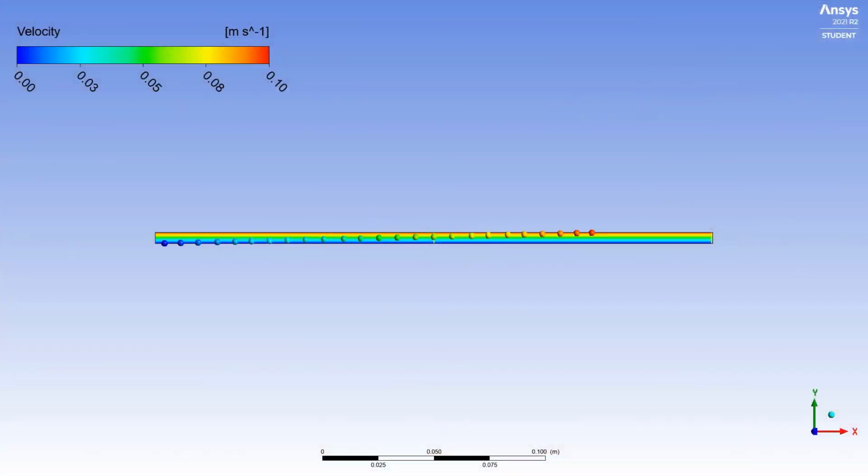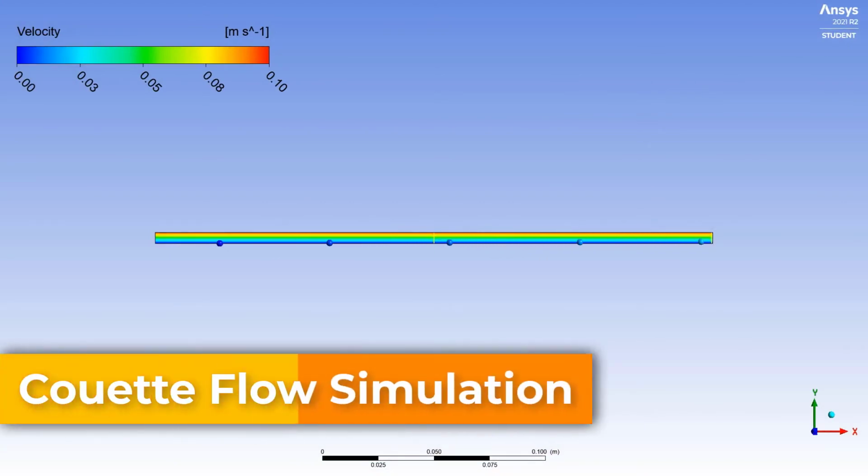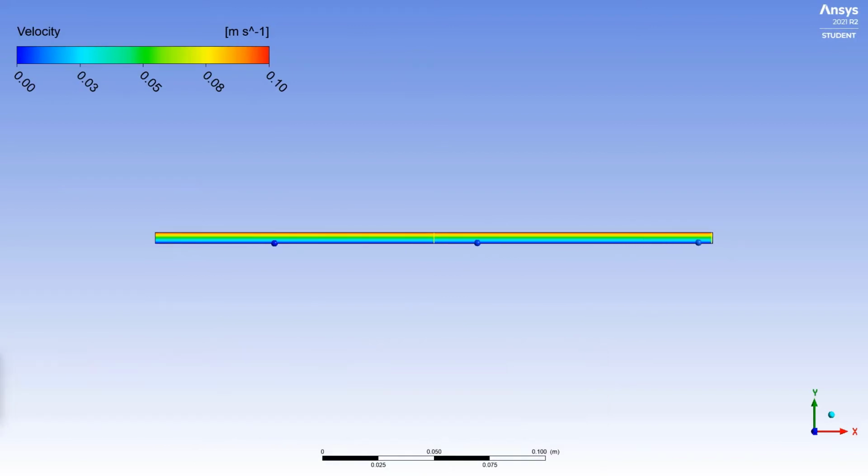So the simulation here tells us how exactly the movement is. For the Couette flow, you could see that the movement of the layers is linear, and you could also see that because of the no slip condition, the velocity at the lower plate is blue, which means it is zero.